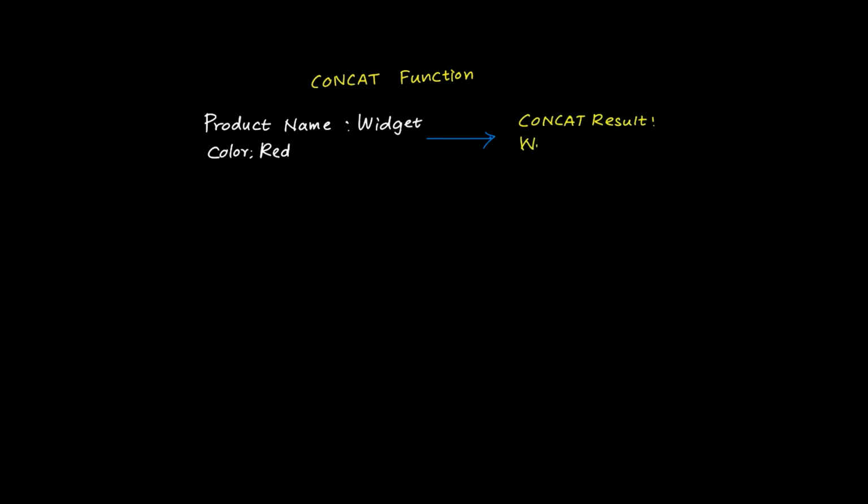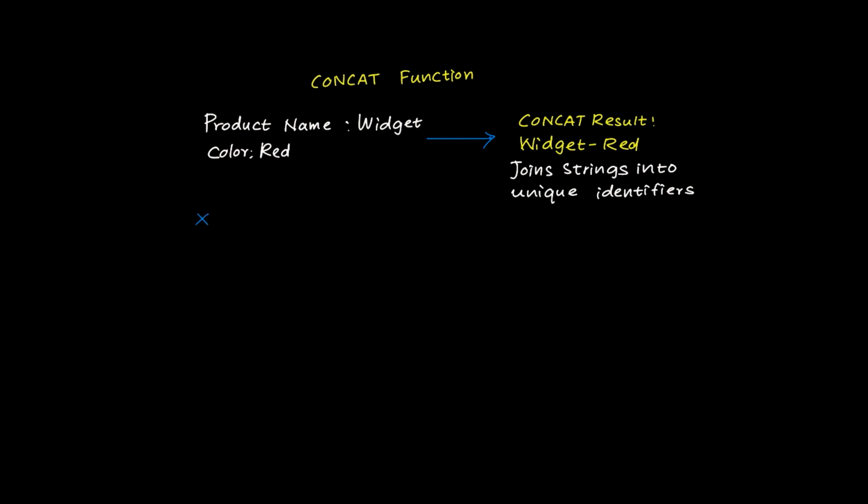An analyst needs to create unique product identifiers by combining product name and color into a single text string. Products with the same name but different colors currently look identical in the system. The solution is concat. Concat adds strings together to create new text strings that work as unique keys. Combine the product name with the color, and now you can tell widget red from widget blue.